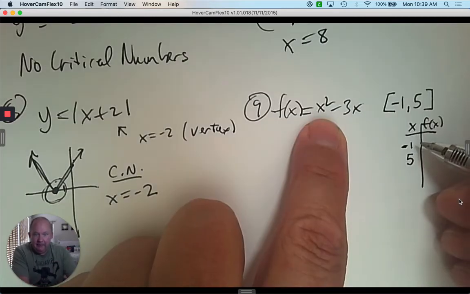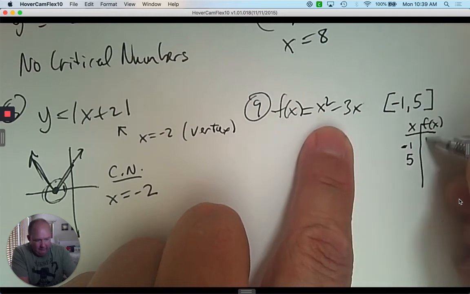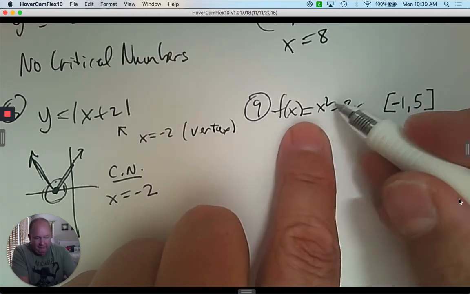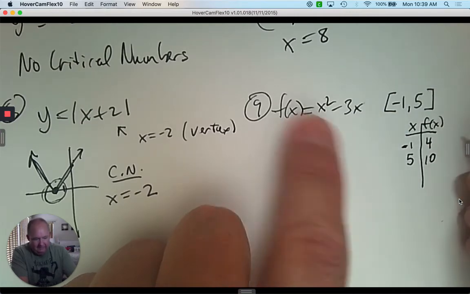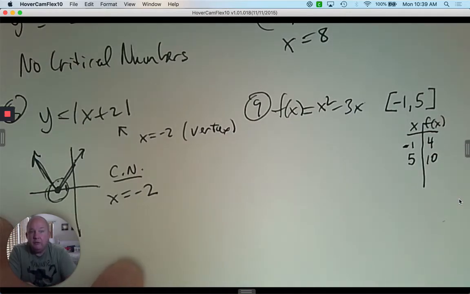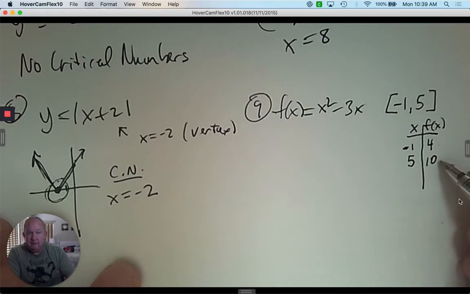I'm going to plug negative 1 in and get an answer. That's positive 1 plus 3. That's 4. I'm also going to plug in 5. That's 25, take away 15. That's 10. Now, those aren't the only values I look at. If I looked at this, I could say negative 1 is a minimum and positive 5, well, there you have a maximum, which is 10.